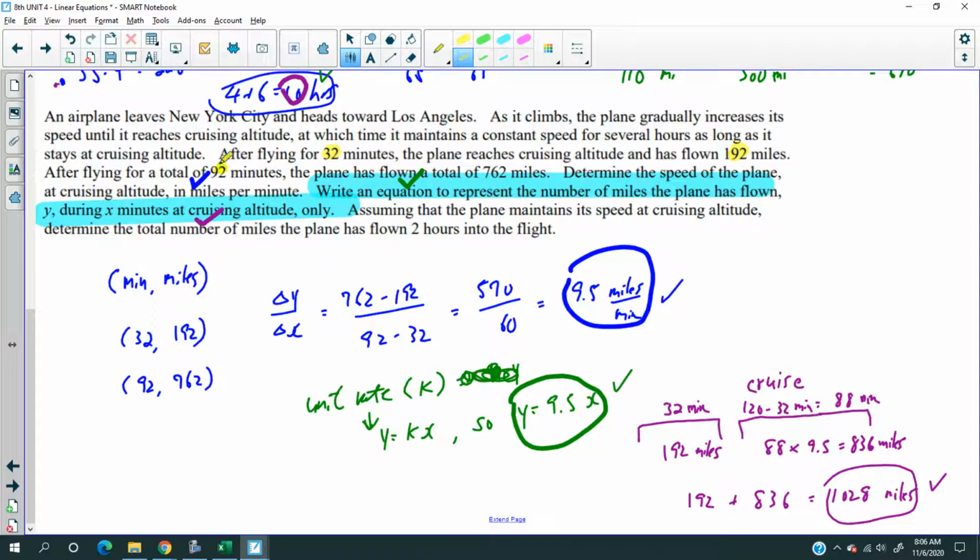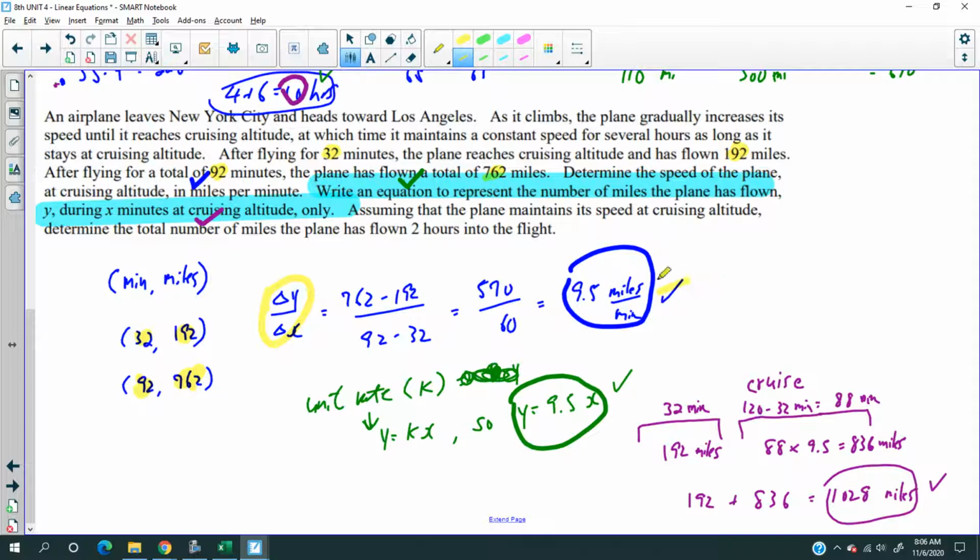After 92 minutes, we're at 762, right? So 32, 192, 92, 762. What do they want to know? They want to know the speed, right, in miles per minute. So I went straight to the formula and solved for it. So that's 9.5 miles per minute. Okay, that's how I got that.